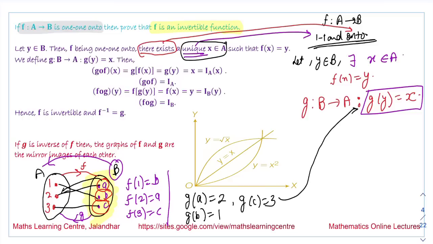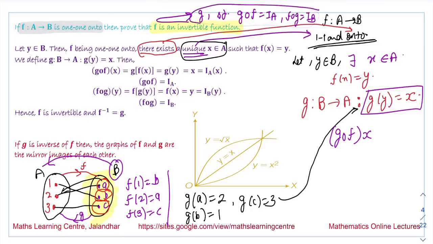Now when we are talking about this term g o f of x, we are saying that the function f is invertible. First thing we have to prove over here is that there exists a function g such that g o f is equal to the identity function in A and f o g is equal to the identity function in B. We have to prove this thing. To prove this, we have already shown that there exists a function g from B to A.